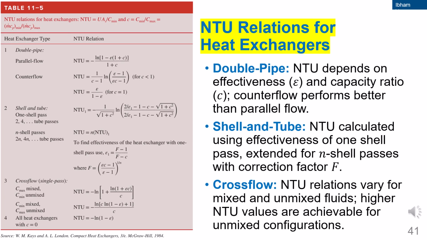NTU relations for heat exchangers. NTU relations depend on the type of heat exchanger and its flow configuration. For double pipe exchangers, the NTU value is determined by effectiveness and heat capacity ratio, with counterflow always performing better than parallel flow. For shell and tube exchangers, NTU is calculated based on one shell pass and then extended to multiple passes using a correction factor. For crossflow exchangers, NTU relations differ between mixed and unmixed fluid conditions. This concept completes the overall Effectiveness-NTU method framework.